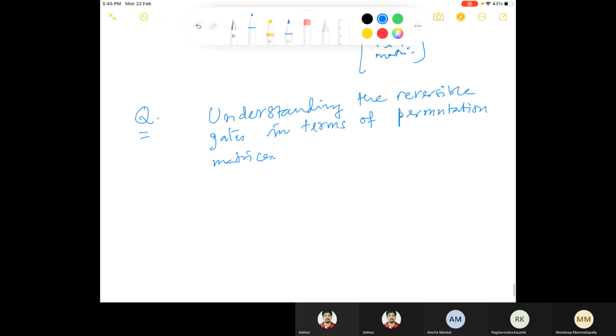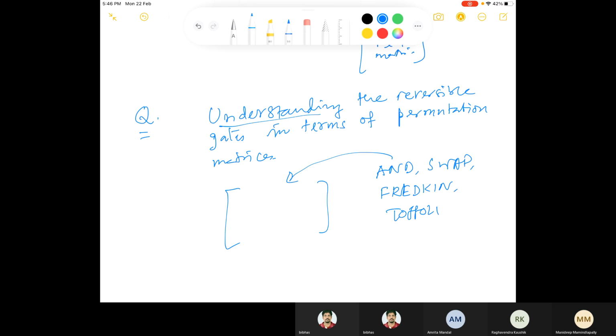In fact, in a permutation matrix, there is only one non-zero element in each row and each column, and that element is 1, and all others are 0, because it also has to be orthogonal. So that is what is called a permutation. Now, by this question, what I mean is, if I give you a gate, let's say the AND gate, the swap gate, or the Fredkin gate, or let's say the Toffoli gate, what will be a permutation matrix that can realize this?